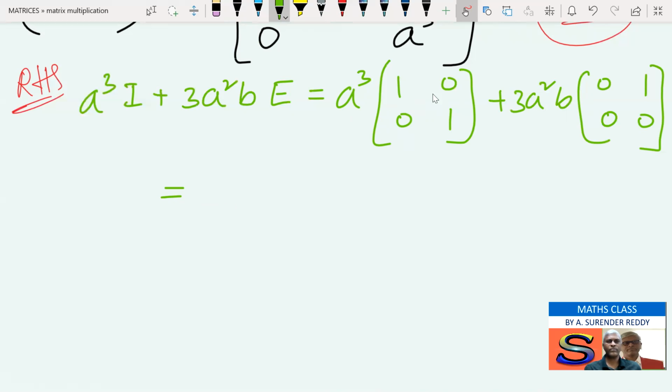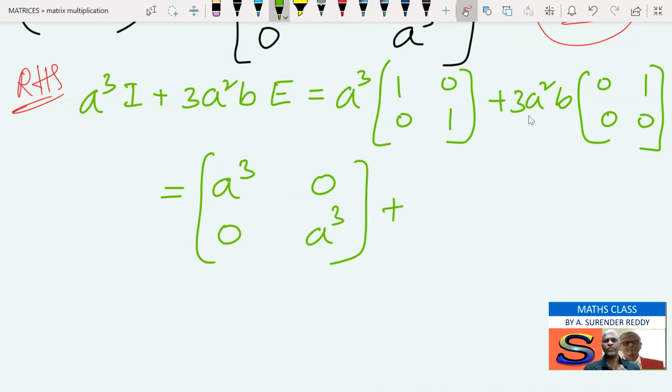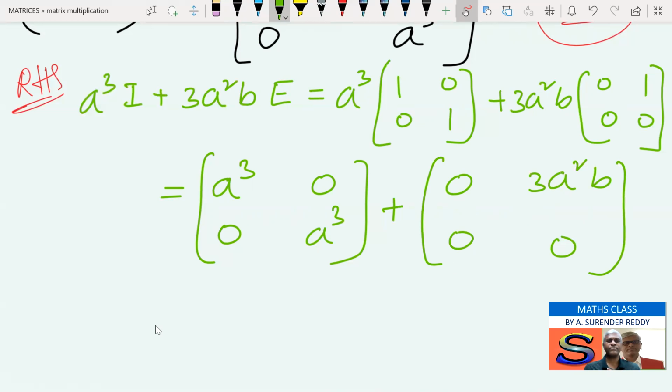A cube into these 4 elements: A cube into 1, A cube into 0, A cube into 0, A cube into 1. So this is the multiplication, and multiply 3A square B with all the elements: 3A square B into 0, 0, 3A square B into 1, 3A square B. So 0 into anything or anything into 0 will be 0.